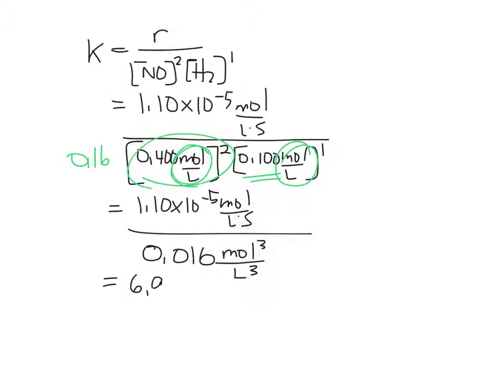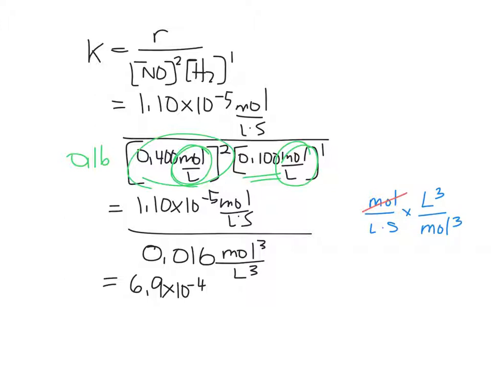We can round it off. 6.9 times 10 to the negative 4. But our units are going to be a little weird. We've got mole over liters per second divided by moles cubed over liters cubed. So that's the same thing as multiplying by the inverse.